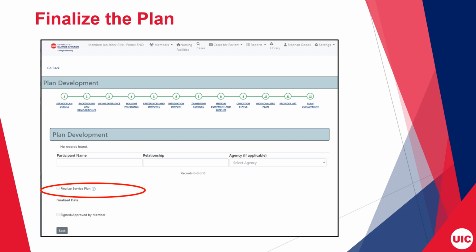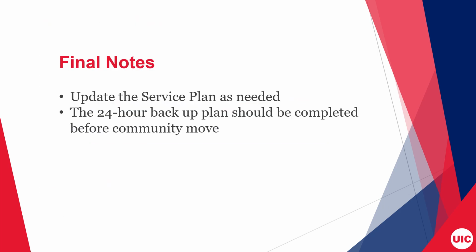The service plans within the web app are designed to pull information from the most recent service plan into the next plan. If additional information becomes available after the plan is finalized, or if there is a significant change in status, add another plan and provide the identified updates. As a reminder, the 24-hour backup plan should be completed before community move and updated as indicated once in the community.